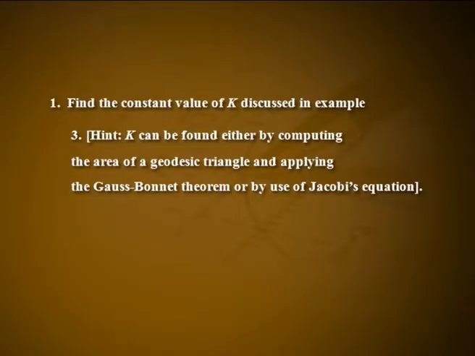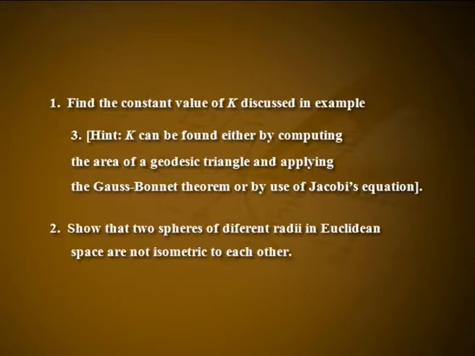These are some exercise problems which you can try out for a better understanding of the topic discussed in this session. First one, find the constant value of K discussed in example 3. Hint: K can be found either by computing the area of a geodesic triangle and applying the Gauss-Bonnet theorem, or by use of Jacobi's equation. Second problem, show that two spheres of different radii in Euclidean space are not isometric to each other.